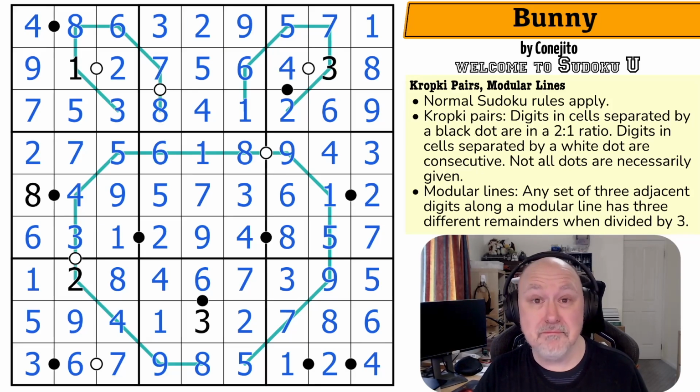And Bunny. Do you have a favorite, comments below? Do you have a favorite character called Bunny in a TV show or a movie? I definitely do, and it's a dog. See if you can figure out where it's from.